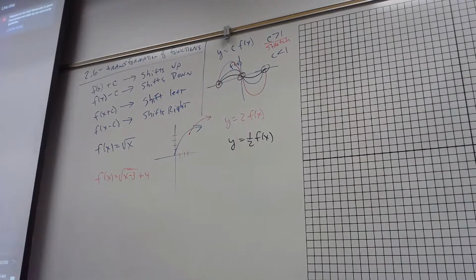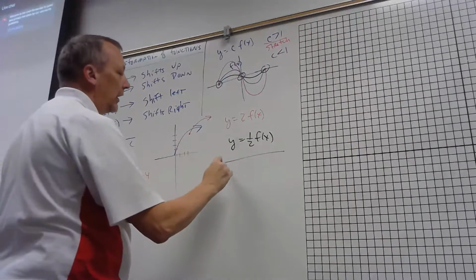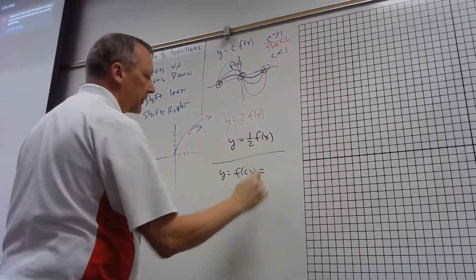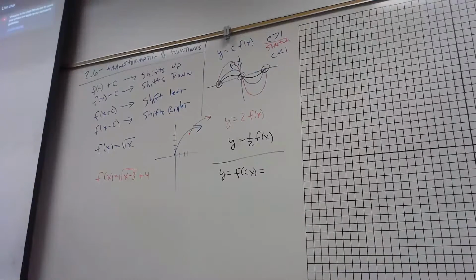Okay, so still got lots of room here. I'm just worried about getting a little bit low on the board. What if I do y equals f(cx), or f times c of x? Okay, so we'll still keep the same blue curve there. Maybe I should use green for this one, because that's the only other color I have left.